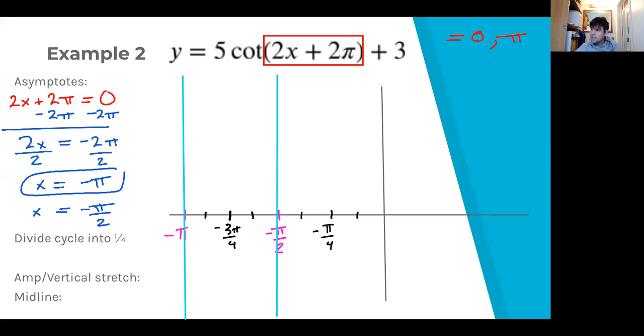The next thing is to think about the midline and amplitude and the 3 points that we'll need to graph these.